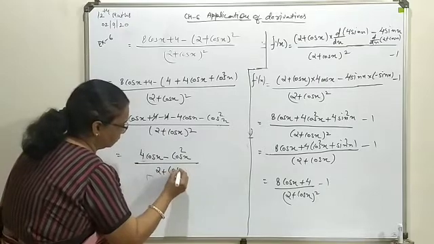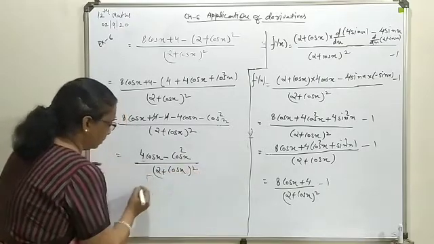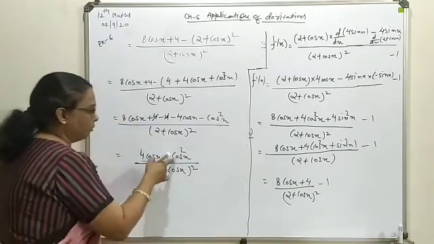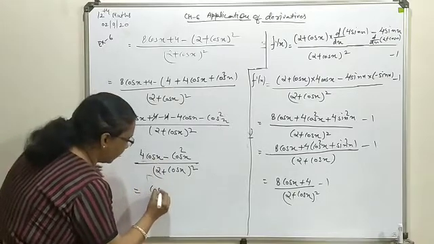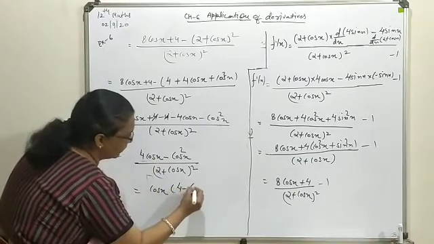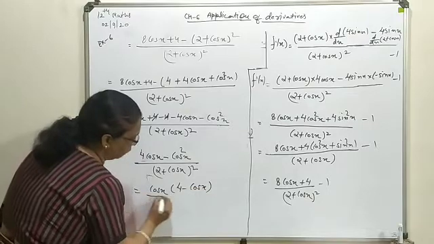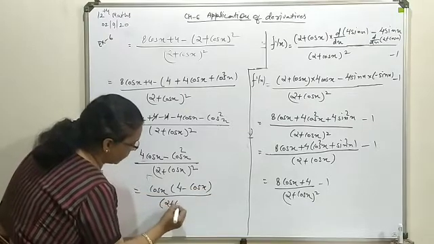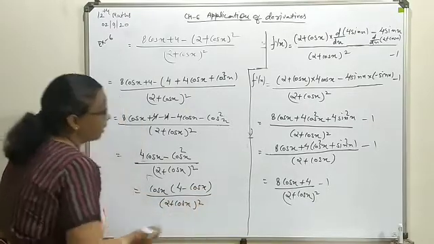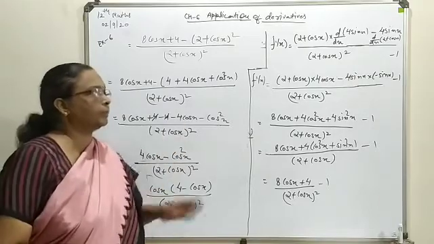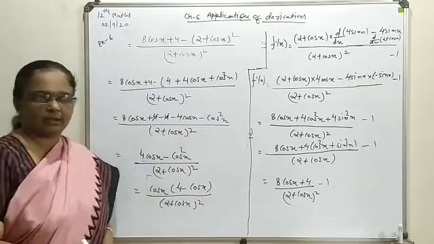Here also one more term you can take common, so cos x we can take common. Inside the bracket you will be left with 4 minus cos x, which you keep as such with the square. So this is the shortest form we have produced for your first derivative.